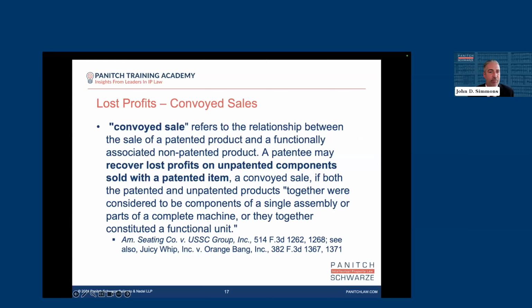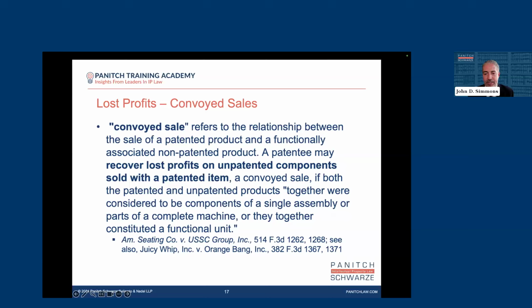A little side note on lost profits. There's also convoyed sales. This is kind of an esoteric concept. It's very rare. Convoyed sales capture damages on non-patented goods that are functionally associated with the sale of the patented product. Functionally associated is the key phrase. And this is very rare, hard to get.